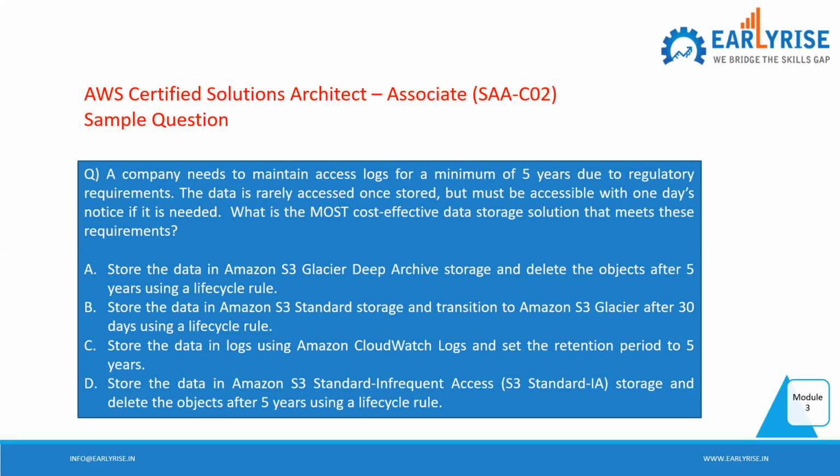And look at B. It says store the data in S3 Standard storage and transition to S3 Glacier after 30 days using a lifecycle rule. Is it making any sense? Not really. Why is this transition happening? No need. Why keep it 30 days in standard storage? Unnecessarily it will cost. Who pays for it? That itself will be a cost.